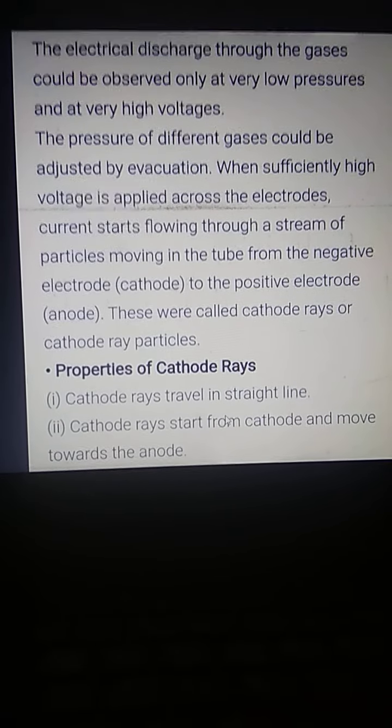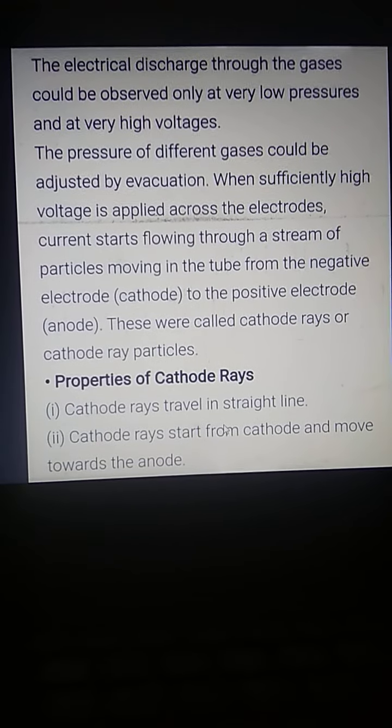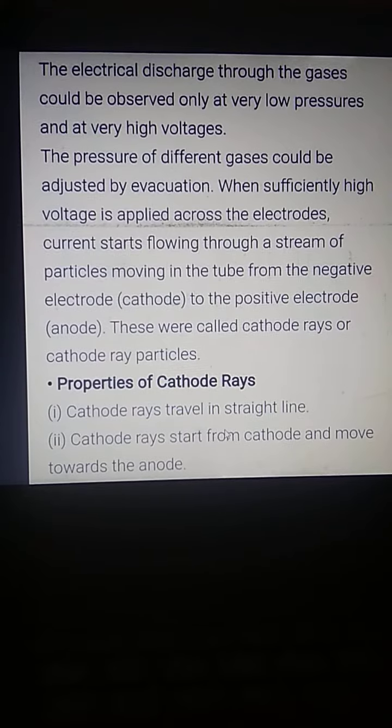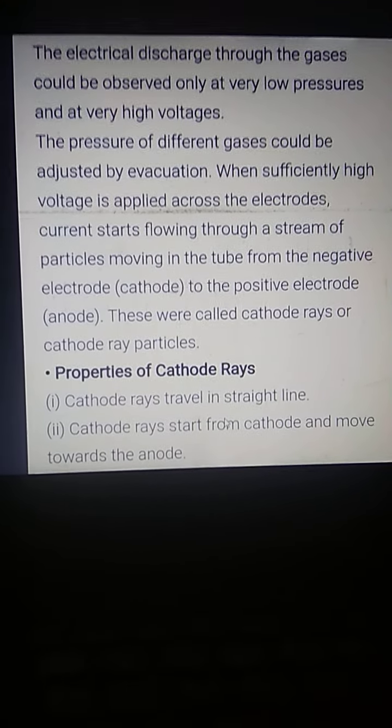So here also the cathode rays were forming the shadow on the opposite wall. So it confirms that cathode rays are traveling in a straight line. Second point, cathode rays start from the cathode and move towards the anode.